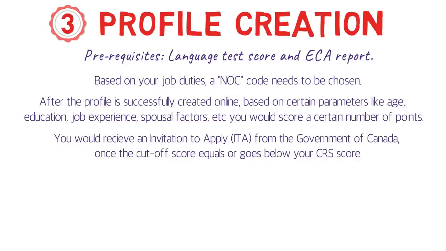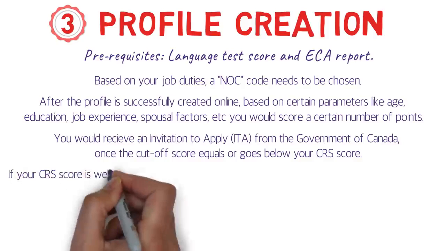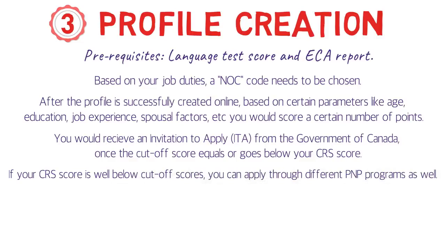So let's say your CRS score is 445 and when the next draw is conducted, the cutoff score is 449. In that case, you won't get the ITA. Now, when the cutoff score comes down to 445 or below, then you would get your ITA. So this is the complete concept. Apart from this, there's a concept of tie-breaking rule, but I won't get deep into it in this video at least.